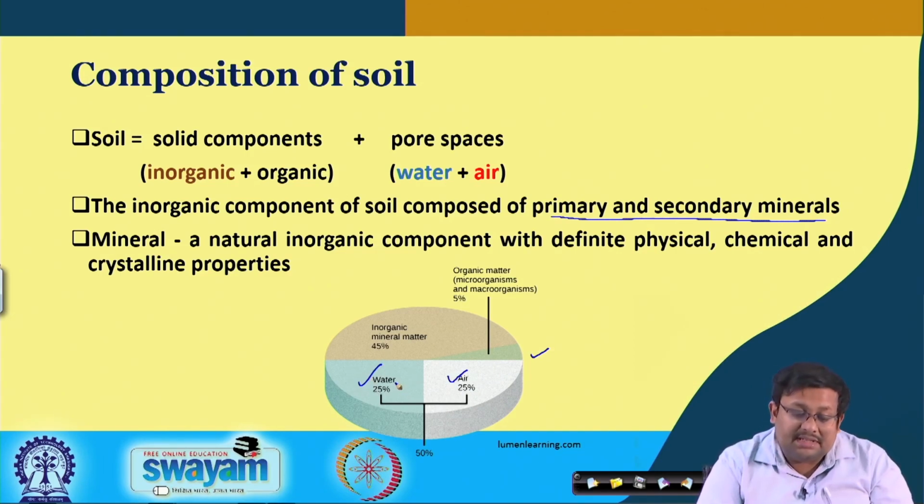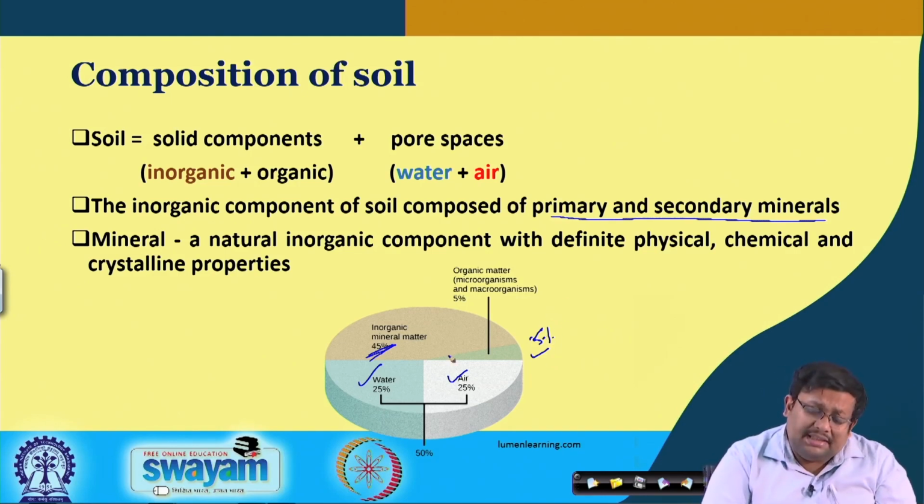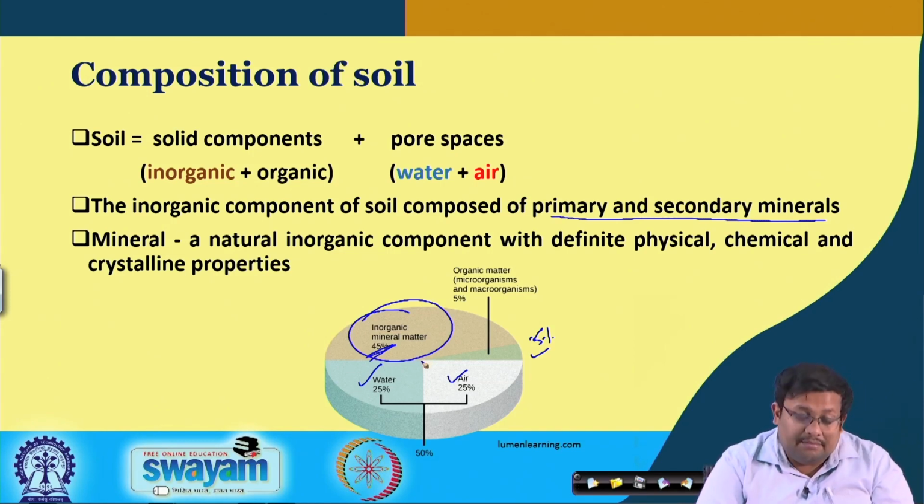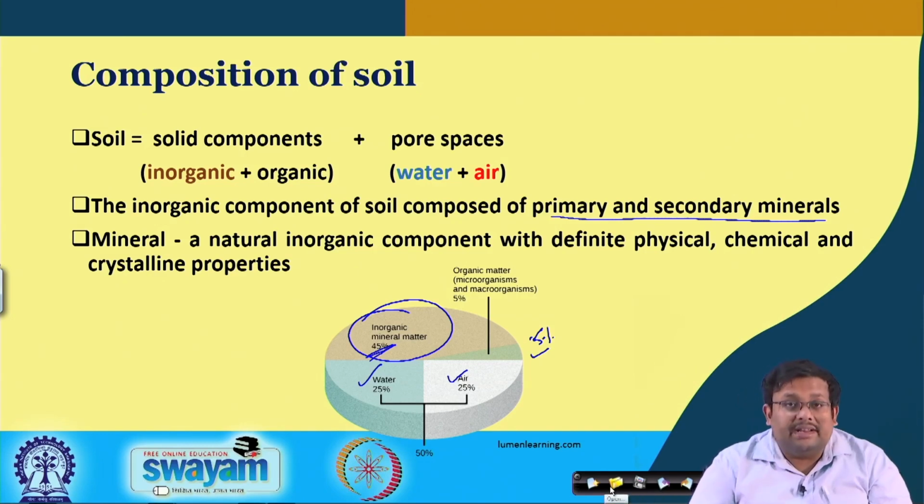And among this 50%, inorganic compound will be 45%, whereas organic matter, which is basically composed of microorganisms, macroorganisms and humus, will account for only 5%. So, this is the volumetric composition of soil. Now, in this week, we will be basically focusing on this 45% inorganic mineral matter, which is very important for soil. So, the first question comes, what is a mineral?